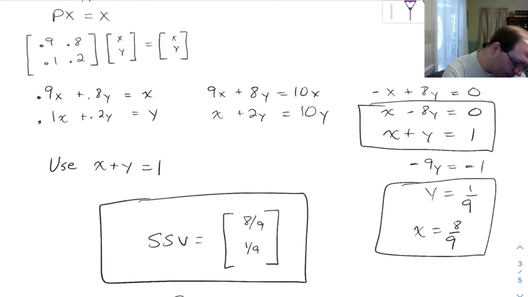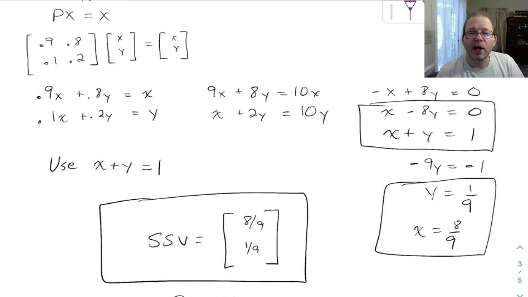But anyway, that's this whole process that we went through up here that involves subtracting the x and y. Notice we subtracted 10x off of here and then 10y off of here to get this. That's going to come back later in the semester.